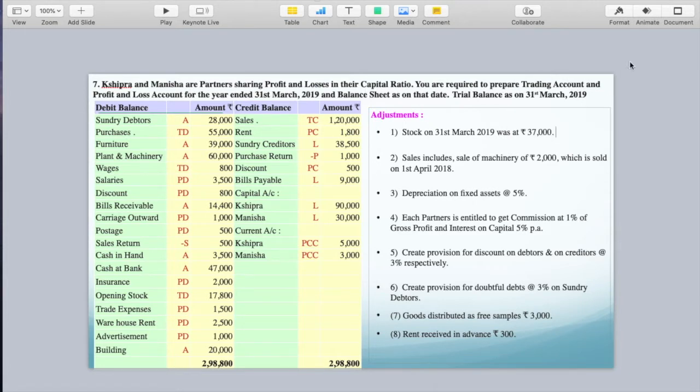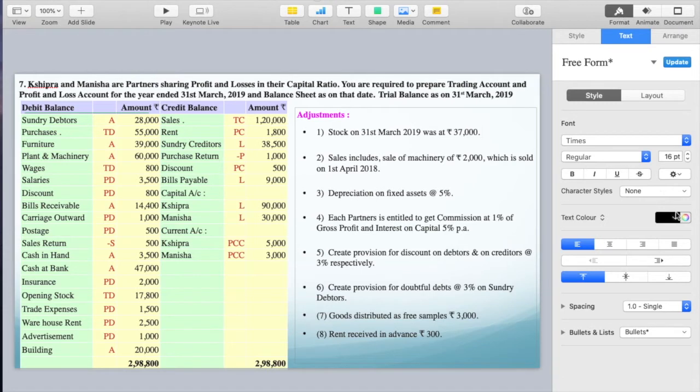The first adjustment is stock on 31st March 2019 was 37,000. So it's a closing stock. Closing stock will go to the trading account credit side and assets. Then sales include sale of machinery of rupees 2000, which was sold on 1st April 2018. This we are doing for the very first time. Sales includes normal sales, which we write on the trading account credit side, and that includes the sale of machinery. The machinery has been sold, but it is wrongly added into the sales, and it was sold on 1st April 2018, that is, on the very first day of the year.